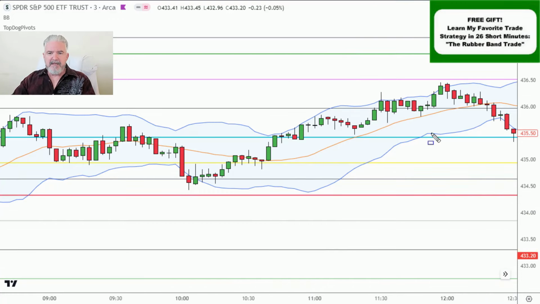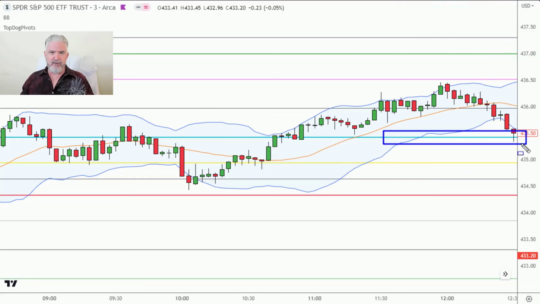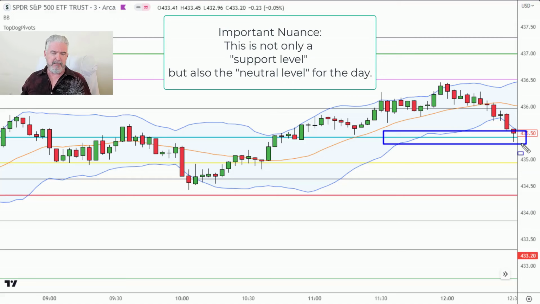This mid pivot level right here, that is the neutral zone for the day when you're day trading. And so we don't want to trade into neutrality. That's a balance of power, so to say, where the market has no edge on one side or the other. Think of the bell curve, the mean, and we don't want to trade into the mean, especially when we're that close to it. If we're really far away from it, then maybe yes. But when we're right at it, the market just hovers around the mean.